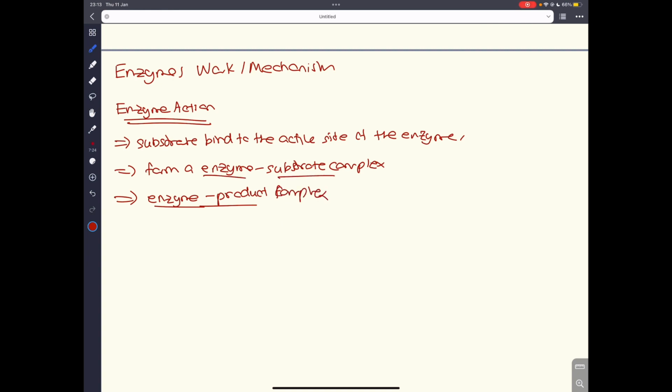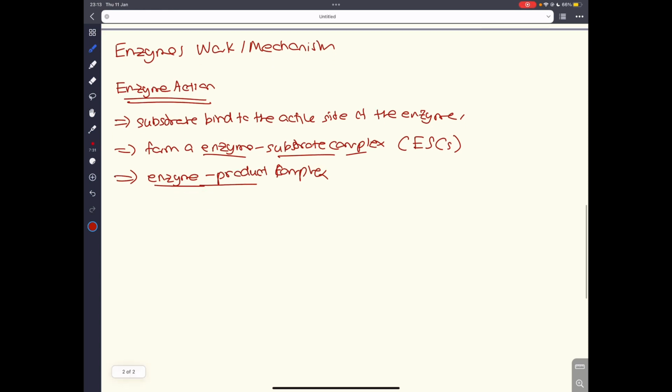Now enzyme substrate complex can also be written in short as ESC, right? But it's better to use the long form if you write those in the exam. Now thirdly, finally, only when the enzyme product complex is formed, only then will the product leave the active site, right, and the product is removed.